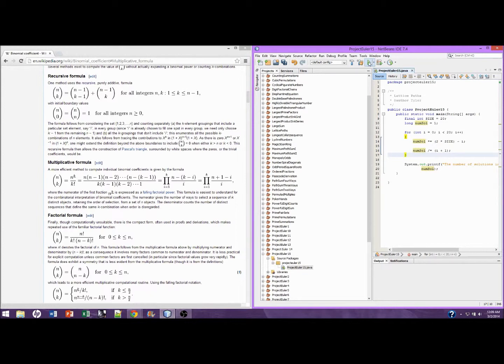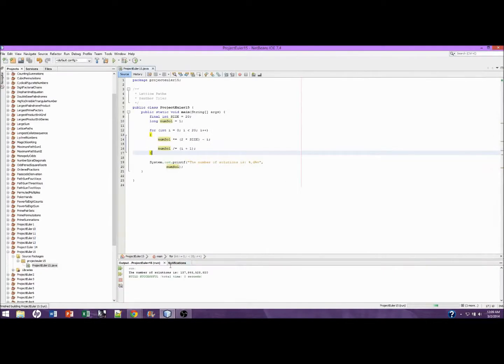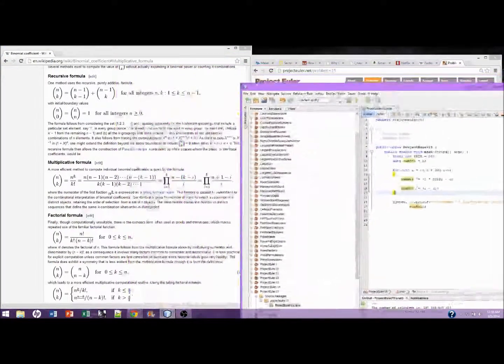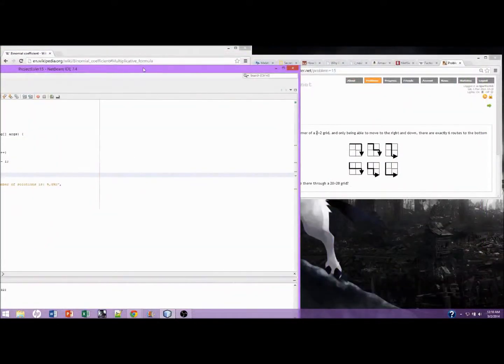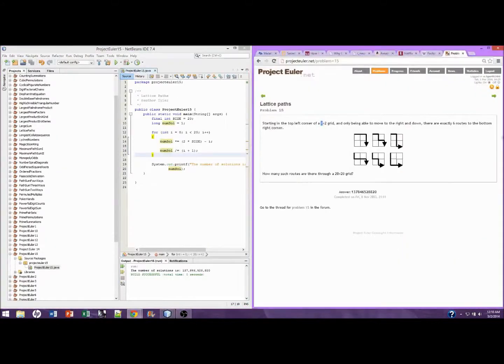So this gives an output of, that took a long time, 137,846,528,820 possible solutions. But is that the correct answer? That looks like the correct answer. I'm just going to say it is.